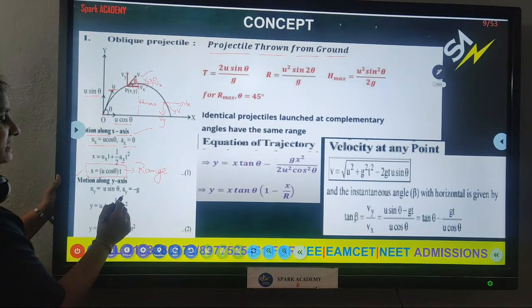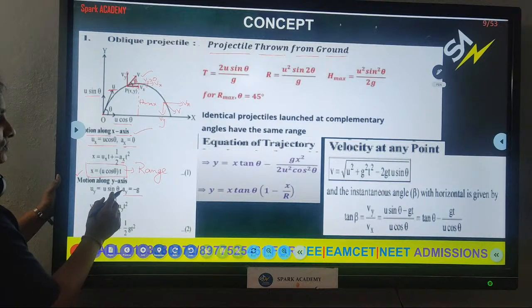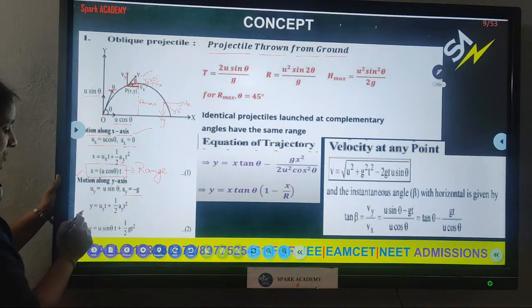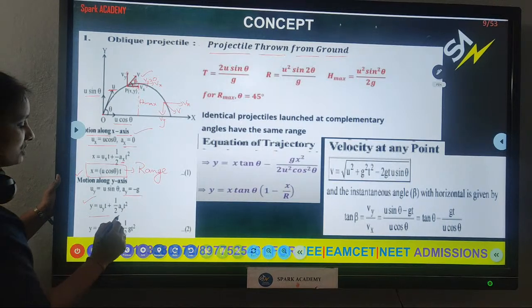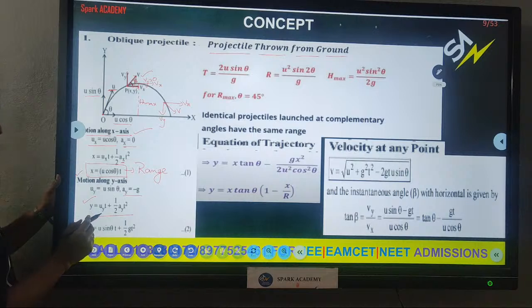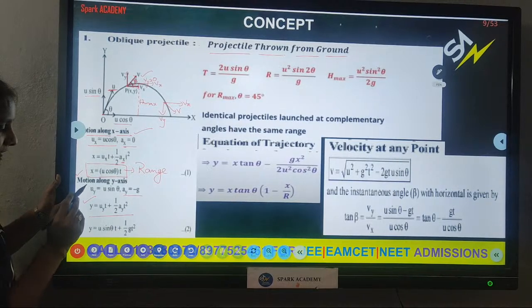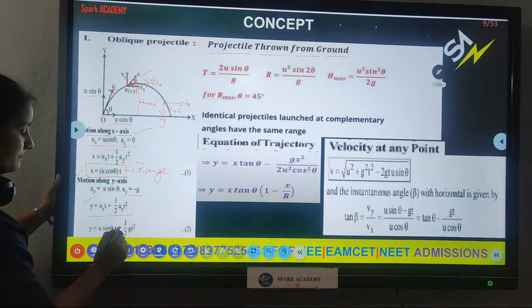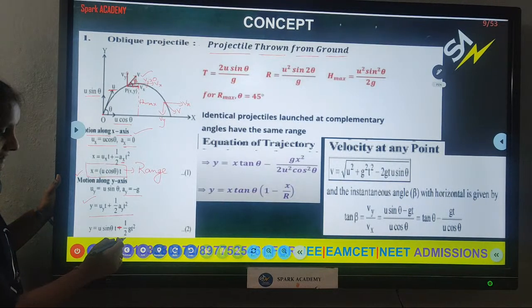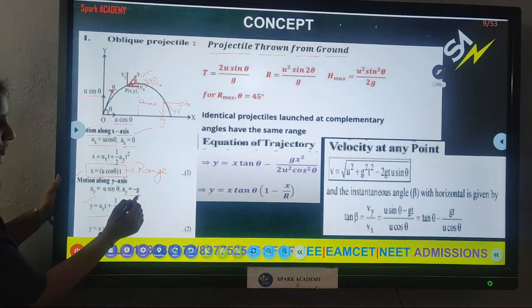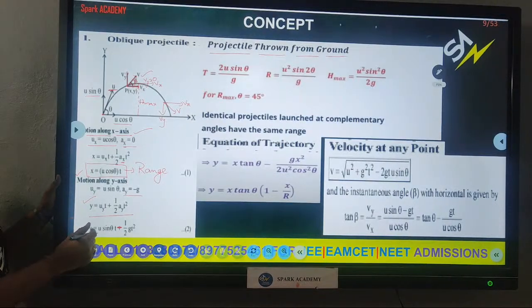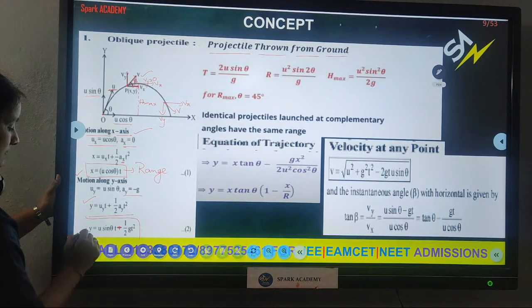And we need to describe motion along y-axis. Along y direction, it is determined by the gravitational force. So, ay along y direction will be equal to minus g by following the sign convention. And displacement along y direction, we need to take velocity component along y direction into t plus half ay into t square. Then it becomes u sin theta into t minus half gt square, because ay is equal to minus g. So this is the displacement along y direction.